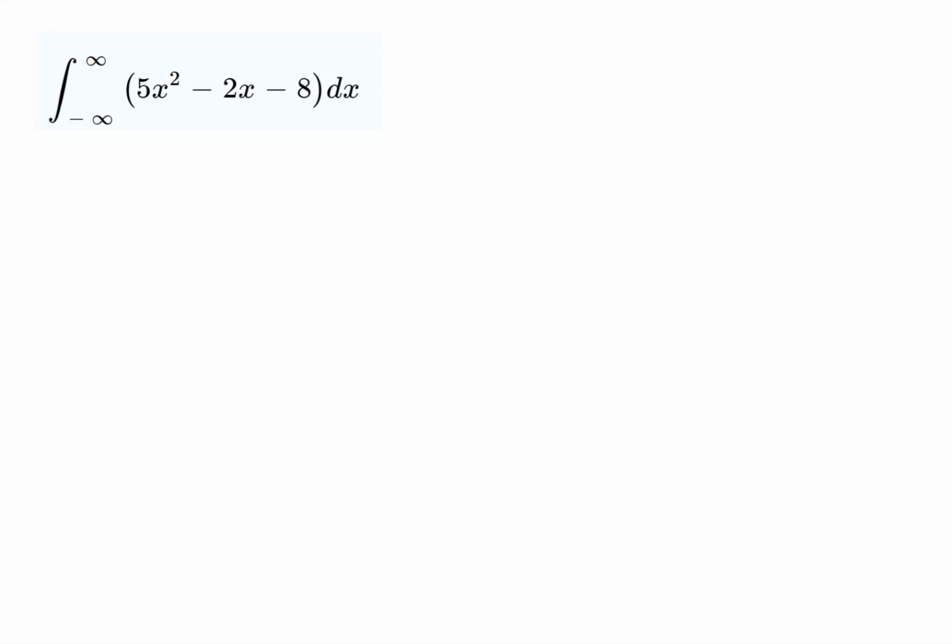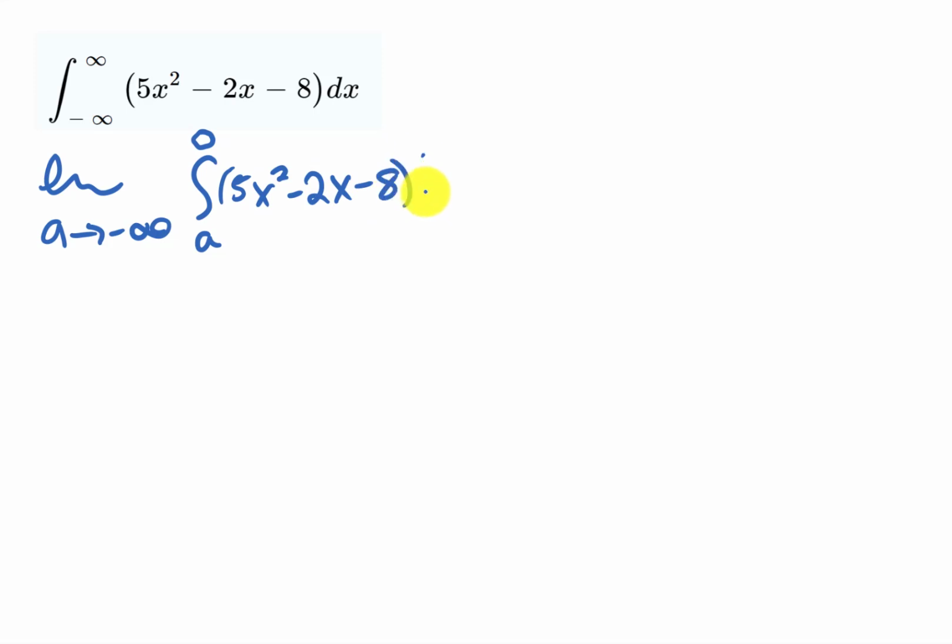So the first thing we're going to need to do is use properties of integrals and split this up into two integrals. So we are going to start this out by taking the limit as a approaches negative infinity, and we're going to integrate from a to a constant that's between negative infinity and infinity, so that's anything. We'll use 0 because that's easy to work with. And then we have the 5x squared minus 2x minus 8 dx.